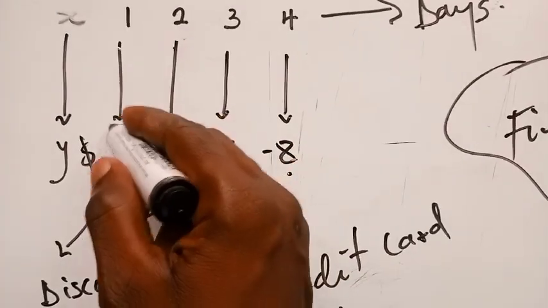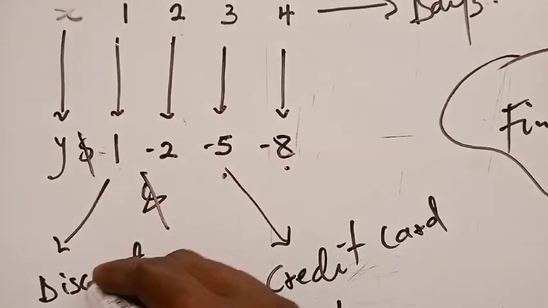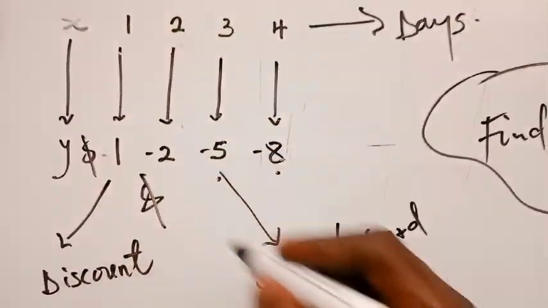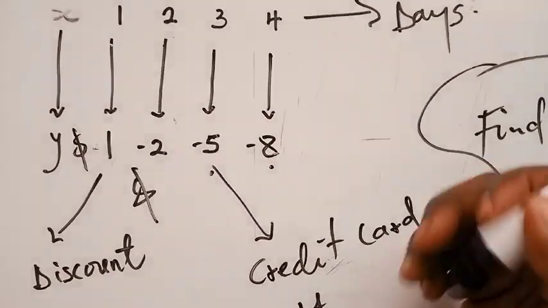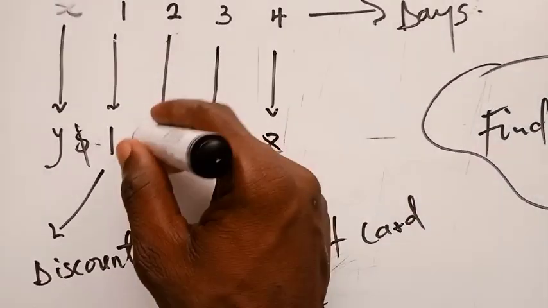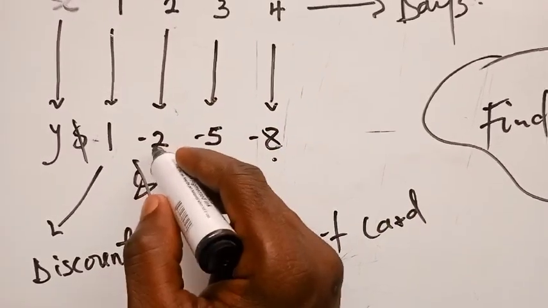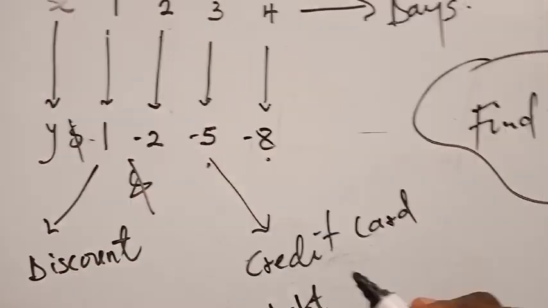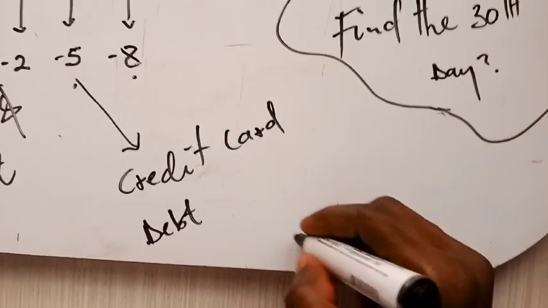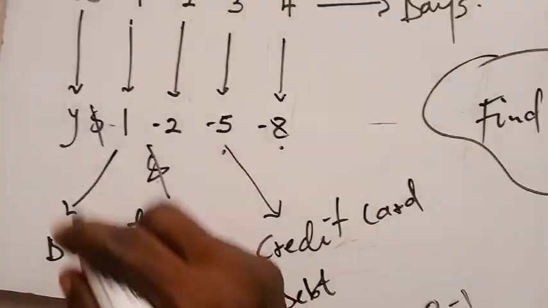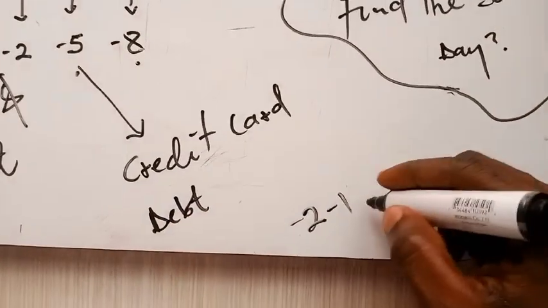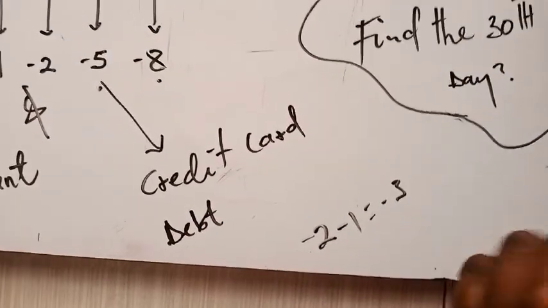We can see that on the first day, the school gives you a discount of $1, and on the second day you decided to use the credit card to check out the items in your basket, so you go into a debt of $2. What will happen if you find the difference between this and this? That is saying your debt, which is the 2 here, minus the amount the school gives you initially. So that's going to be -3. Is that okay? That is the trend here.